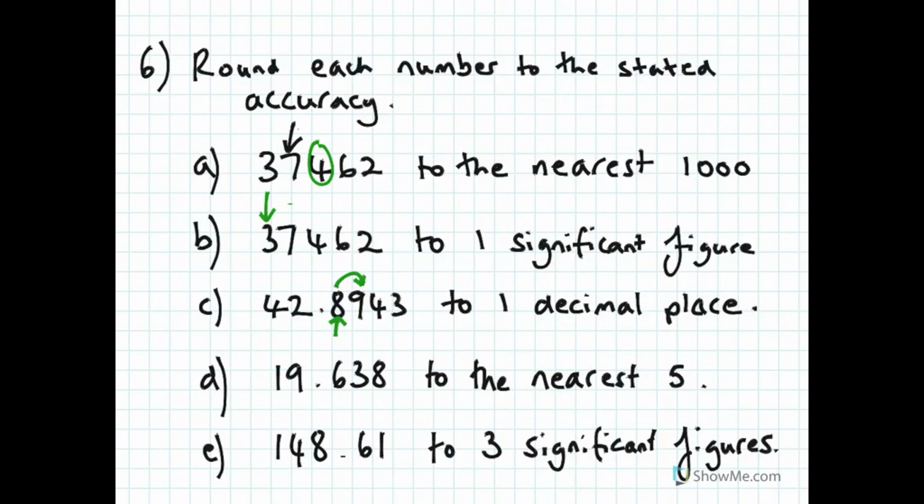Question D, to the nearest 5. 5s go 5, 10, 15, 20, 25, 30, and you need to decide which of those numbers that I just said is the closest to 19.638. And then the most difficult question on here, 3 significant figures. You look in the third column here, and you need to think to yourself, what is that column called? It's called the units. So I'm going to be rounding to the nearest unit. On to the next question.